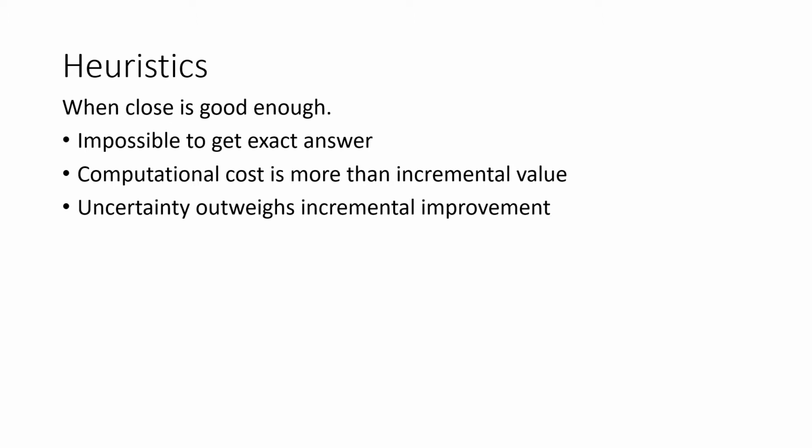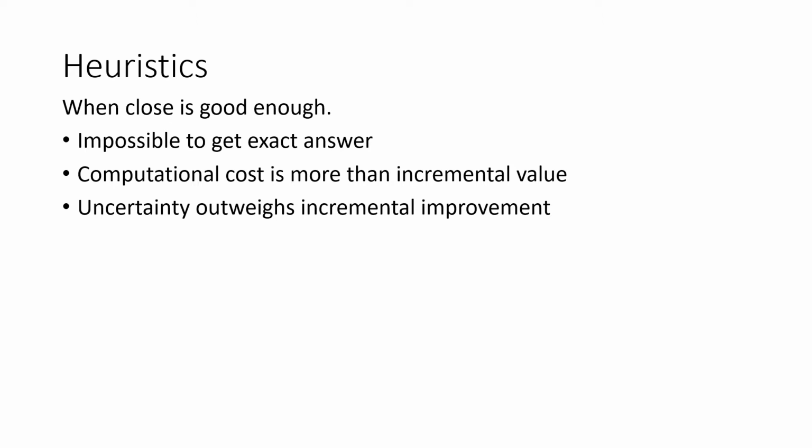Why would you do that? Well, sometimes it's impossible to get the exact answer for whatever reason. There's too much detail, too many variables, and so forth. Sometimes it would be possible to get the exact answer, but the computational cost of it is extreme. So when you have a good answer, when you're close enough, you say that the added cost, the added resources that I would need to get the exact solution just aren't worth it. I'm happy with what I have. So you work with a good enough solution.